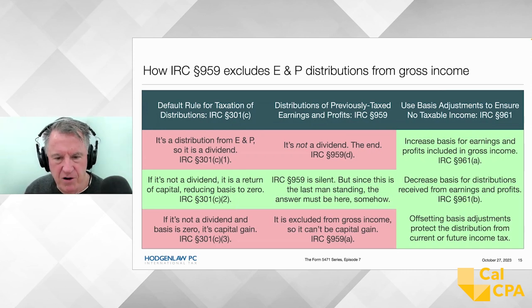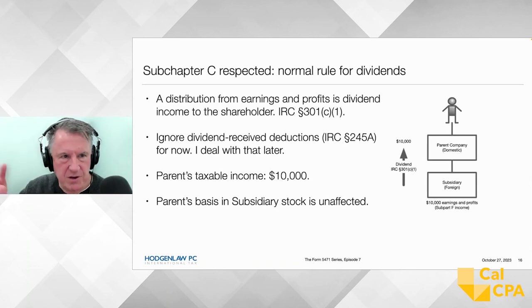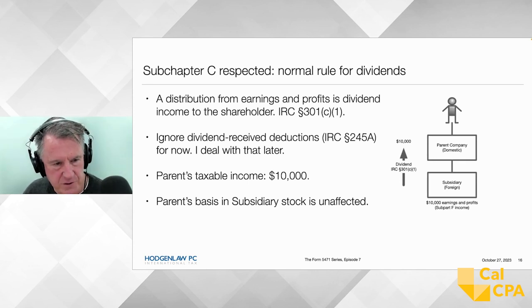So that's how it all works. We've got three code sections, four if you count section 316 for the definition of a dividend: 301(c), 959, and 961 all work together to conceptually get a dollar of cash out of a CFC where the earnings and profits have been taxed already and put it in the hands of the shareholder without any tax impact. And so, foreshadowing my little example, what we've just done is the code has made a little book-tax difference that you're going to have to resolve on either Schedule M-1 or Schedule M-3 on the 1120.